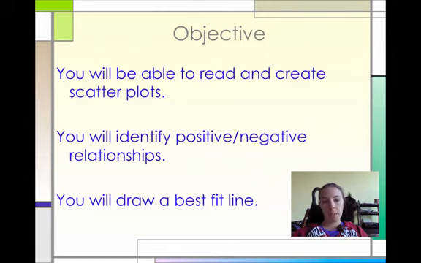So you're going to be able to read and create scatter plots. You're going to be able to identify positive and negative relationships in those scatter plots, and you'll be able to draw a line of best fit. It seems like a lot, and scatter plots are probably the most complicated kind of graph that we're going to be working with this time, but they're actually pretty easy, and you guys will be great.